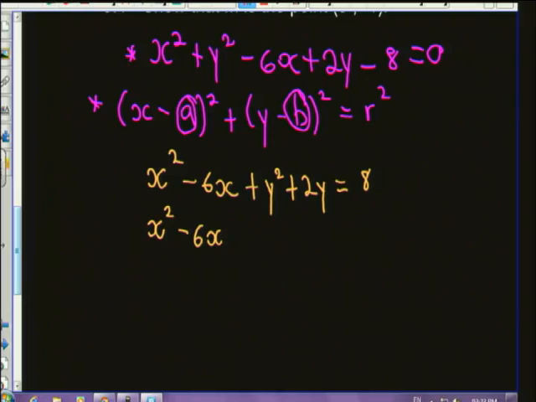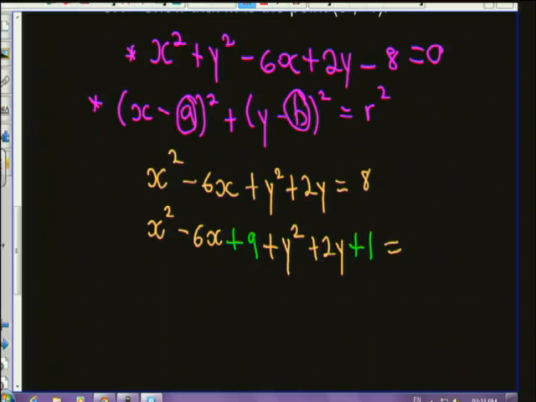Okay, so half of 6 is 3, and if you square that, it's 9, so that is what we need to add. Okay, let's just use a different color for the stuff that we're adding. So it's going to be plus 9. Right, let's go back to our orange. And if you look at the y's, we take half of 2, which is 1, and if you square 1, you get 1 again. So we're going to add 1.